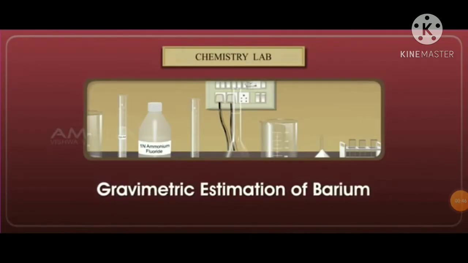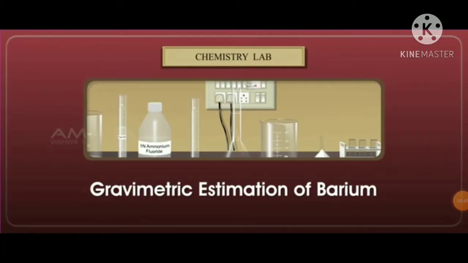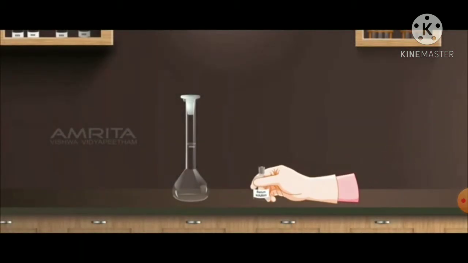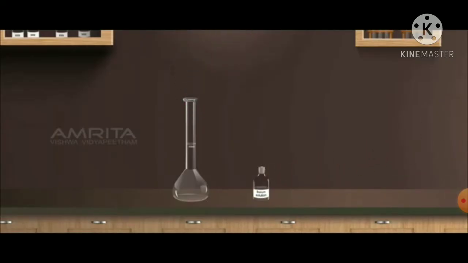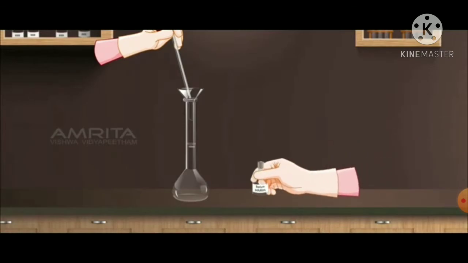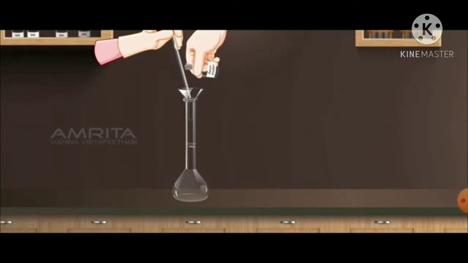Gravimetric estimation of barium. Insert the funnel in the mouth of the volumetric flask. Place the glass rod over the funnel. Now pour the entire barium chloride solution into the volumetric flask.